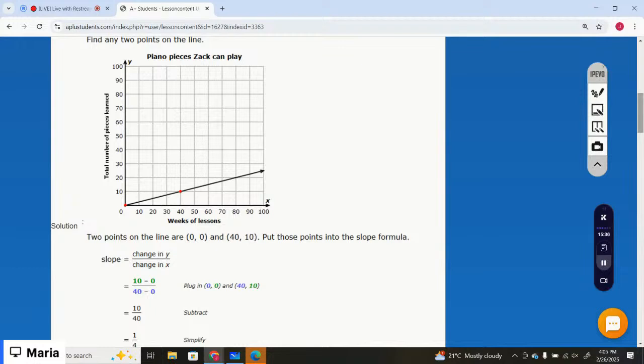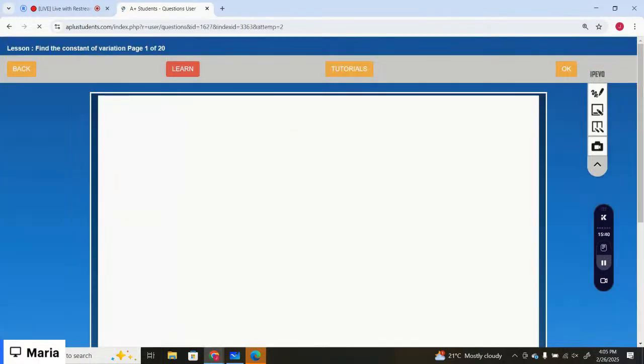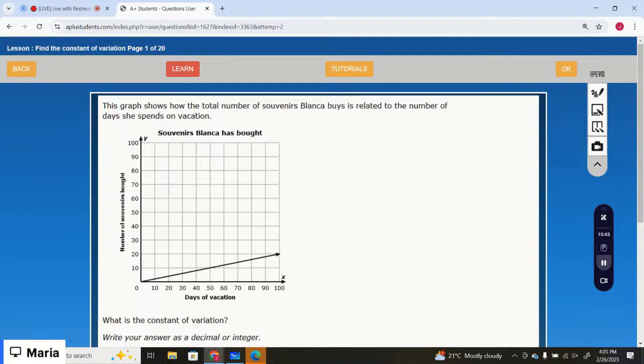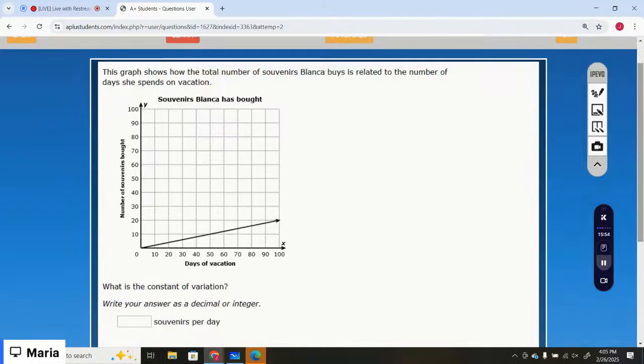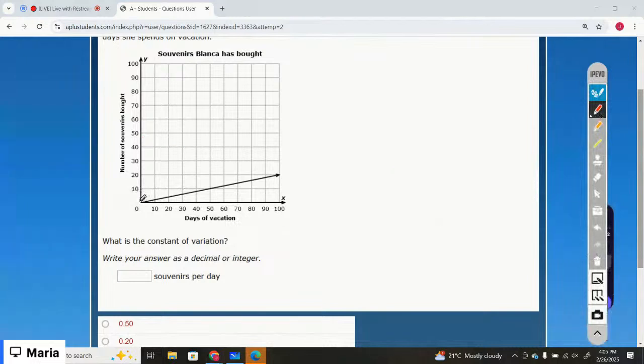So let's just start with the test questions. This graph shows how the total number of souvenirs Blanca buys is related to the number of days she spent on vacation. What is the constant of variation? So here is the first point and here is the second point, right?